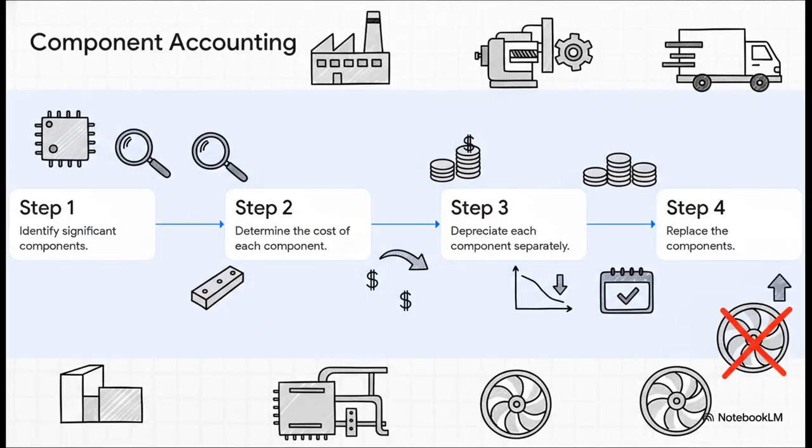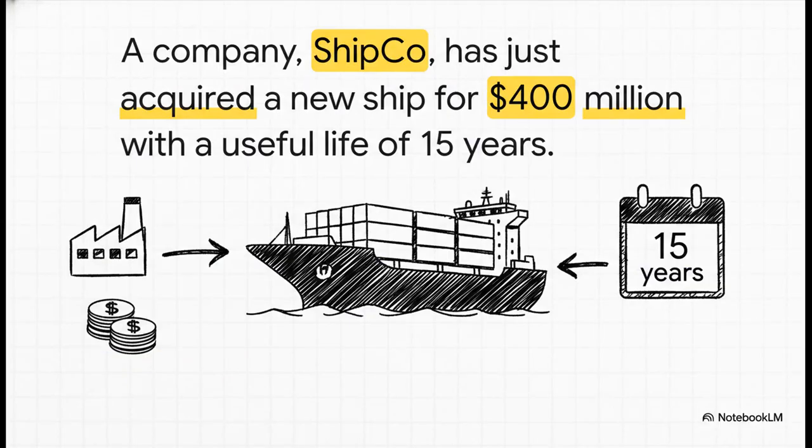So how do you actually do this? Well, it's a pretty logical four-step journey. First, you've got to identify what the significant components actually are. Second, you figure out the cost for each of them. Third, and this is the important part, you depreciate each component separately over its own useful life. And finally, step 4, when a component needs to be replaced, you take the old one off your books, a process called derecognition, and you add the cost of the new one. Makes sense, right?